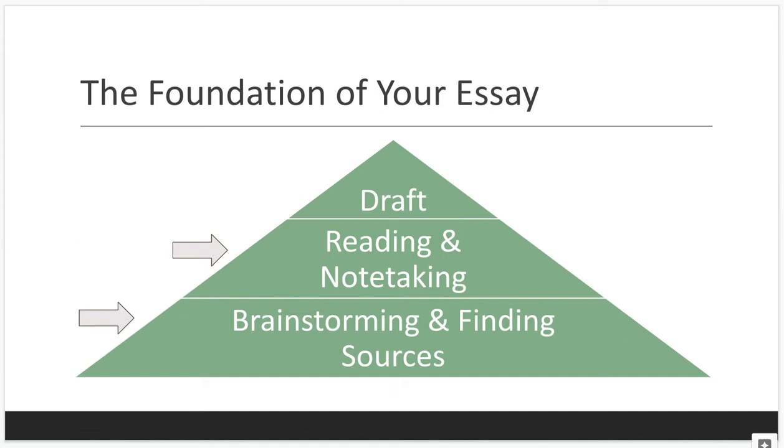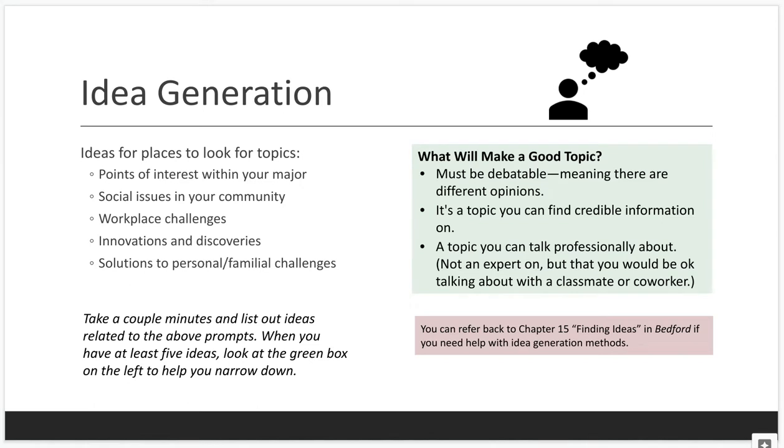Alright, what I'm going to suggest now is that you take some time to come up with some ideas or possible topics for this essay. Some places of interest that you can look are maybe points of interest within your major, perhaps social issues in your community, workplace challenges, innovations and discoveries, or solutions to personal and family challenges. Now, for a research paper, I usually say try to come up with about 5 possible topics that interest you, okay, or at least 3. Never go with just the first one that comes to mind.